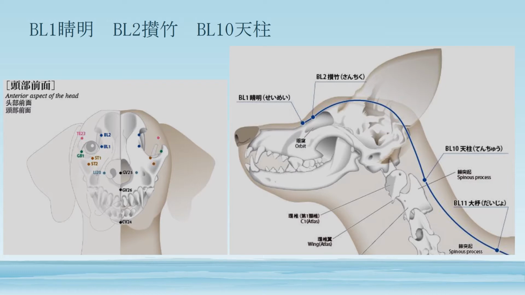Next, you go up to where the eyebrow grows. That point is BL2. And then the meridian runs over the top and back of the head. In between the first and second cervical vertebra, the depression caudal to the first vertebra, there is BL10.